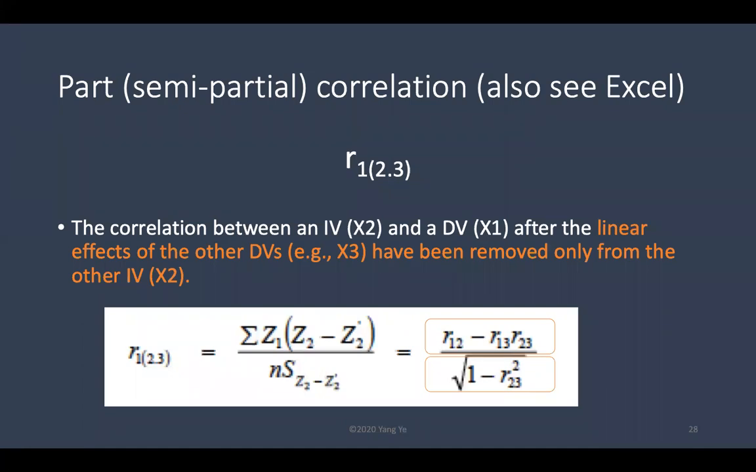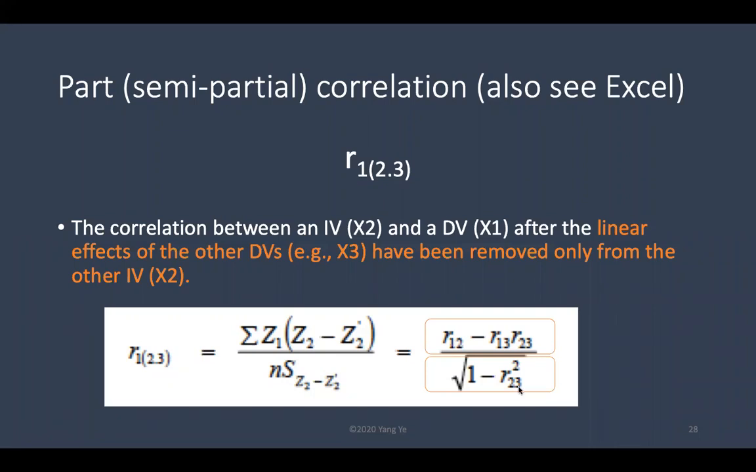And you don't have to really remember these equations, but the conceptual definition might be easier to remember. Another way of looking at it is that it depicts the effect of x2 on x1 when x3 has been accounted for. So x3 has been added onto the prediction. So how x2 adds to the prediction of x1 on top of x3.